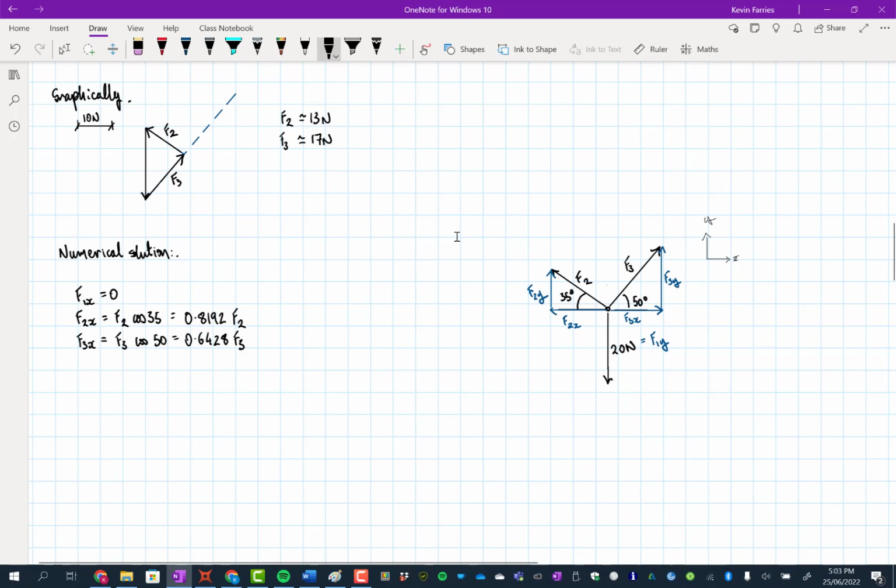And so we've got all of the x components, and then we're going to use the fact that they've got static equilibrium. Therefore, you must have the sum of the x components of the forces must be equal to 0. So that means that F1x, we'll just write out in full, plus F2x plus F3x.